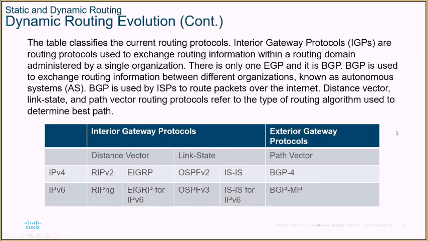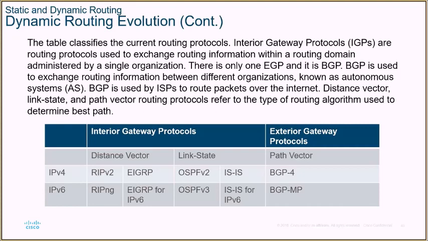All right, now, there are several ways you can classify routing protocols, and this table helps you with that. The table classifies current routing protocols. Interior gateway protocols are routing protocols used to exchange information within a routing domain within a company, so administered by a single organisation. There is only one exterior gateway protocol, and that's BGP. Border Gateway Protocol is what it stands for. BGP is used to exchange routing information between different organisations known as autonomous systems. And ISPs use BGP on the internet.